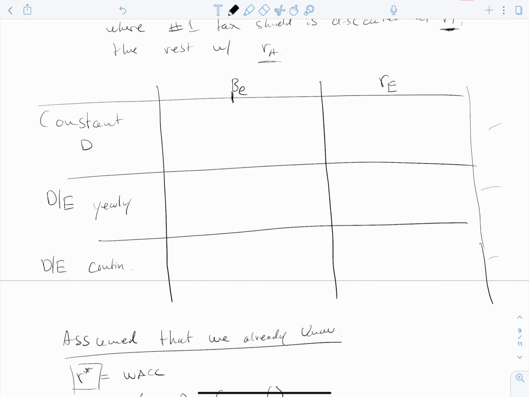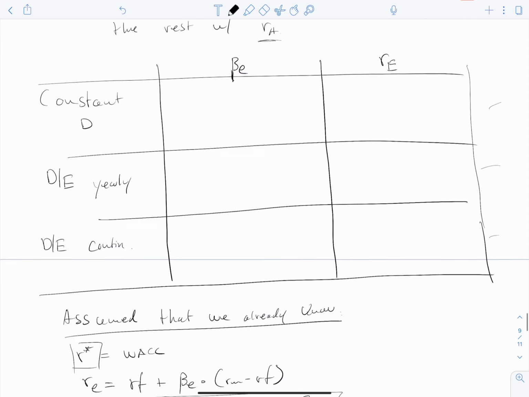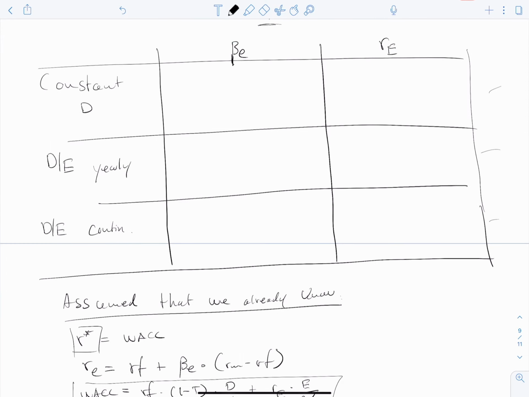So let's try to actually write it up here and see if we can reason a bit and make it easier to remember. So beta equity, we have shown the formula that this is beta assets, 1 plus 1 minus T times D over E, like this. And that return on equity is RA plus RA minus RF times 1 minus T D over E. This is a multiplication time.